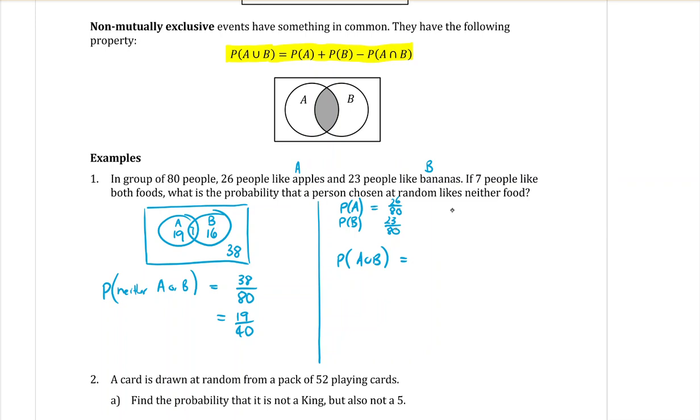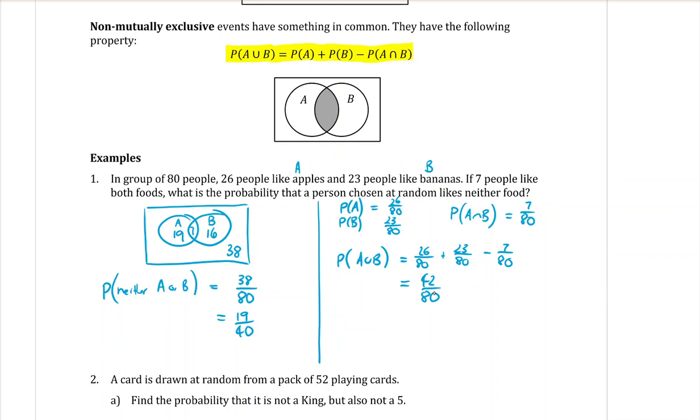Because this is a non-mutually exclusive event, I know I have an overlapping section, so I also need the probability of A and B, so I don't accidentally count that twice. The question tells me that A and B is the 7 people who like both, so 7 out of 80. So to find the probability of A or B using my formula, it's the probability of A plus the probability of B minus the probability of the overlap, and that makes 42 out of 80.